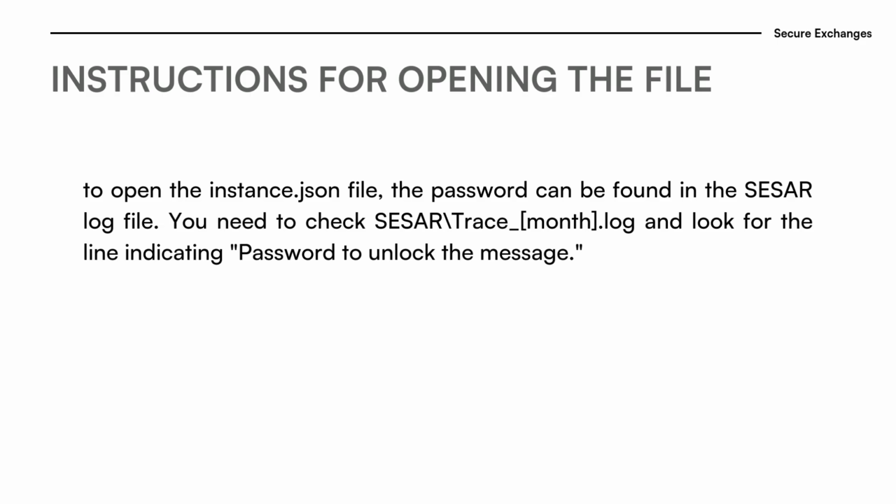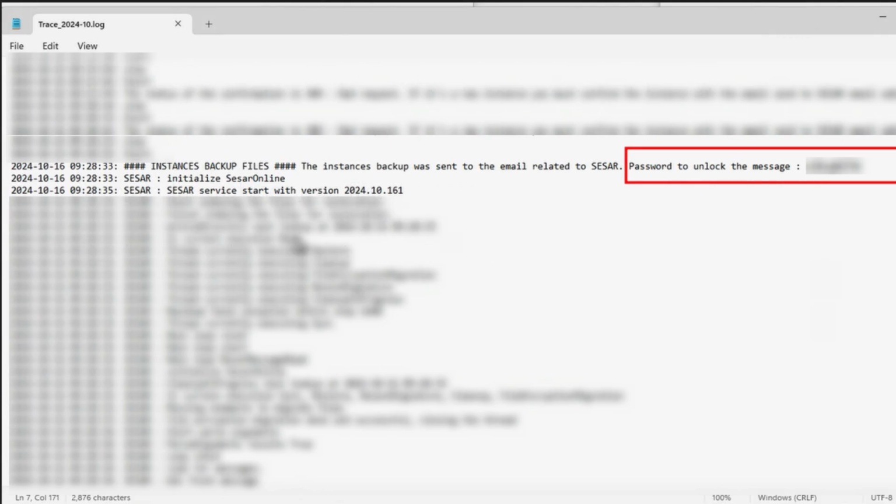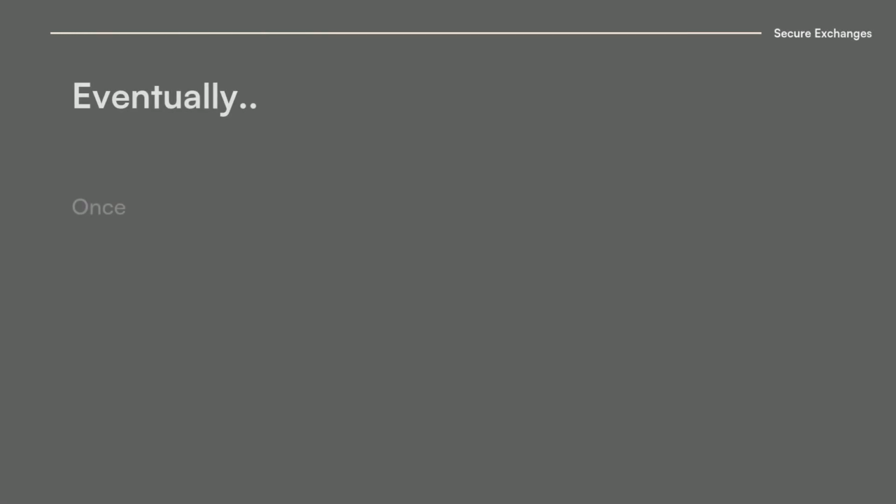Finally, to open the instance.json file, the password can be found in the SESAR log file. You need to check SESAR /trace_month.log and look for the line indicating password to unlock the message. This password will allow you to unlock the instance.json file and access the encryption keys. Once these steps are completed, SESAR is ready to use.